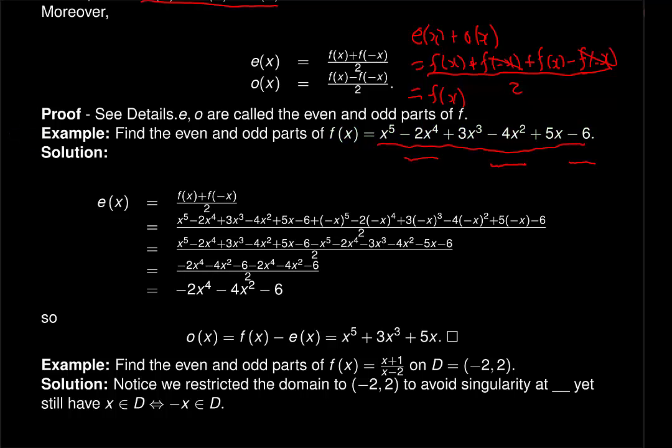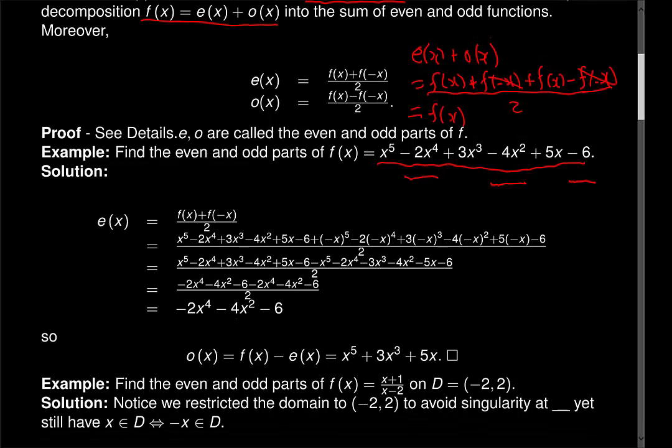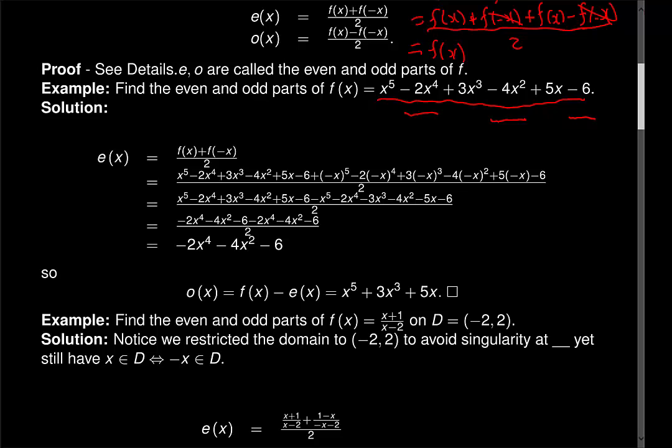So the even part by this theorem's formula is f of x plus f of minus x over 2. So it's kind of laborious, but let's just write that. So f of x, that's going to correspond to these terms. So it's going to be x to the 5 minus 2x to the 4 plus 3x cubed minus 4x squared plus 5x minus 6. So this part here comes from the f of x.